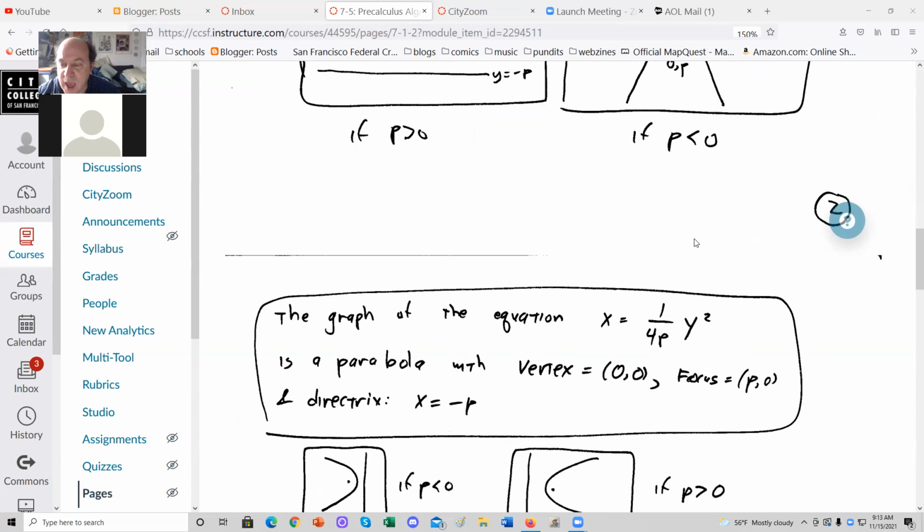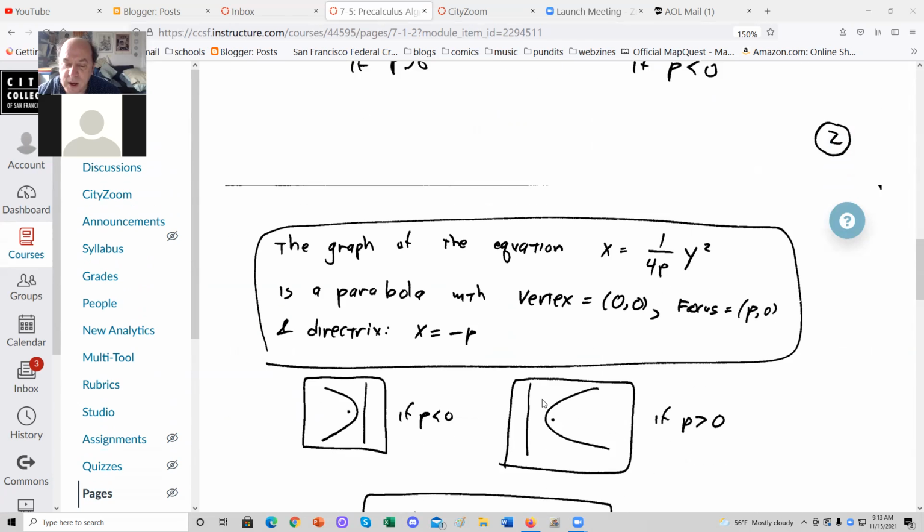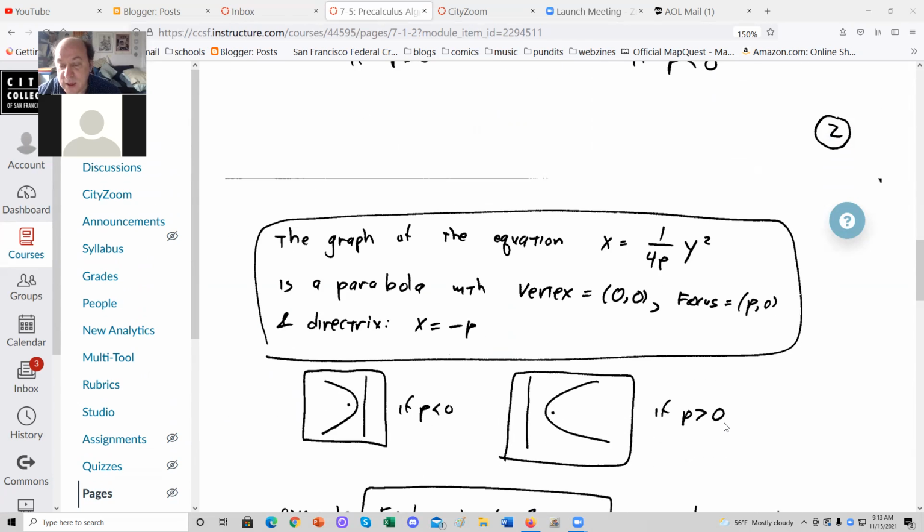All right, now here, if it's x equals 1 over 4p y squared, it opens to the left or to the right. Same deal, however, pretty much. Vertex at (0, 0), focus at (p, 0), and here it's x equals negative p. Here we have p negative, so it opens to the left, focus at (p, 0), x equals a positive constant. Here, p positive opens to the right, here's (0, 0), (p, 0), x equals negative p.